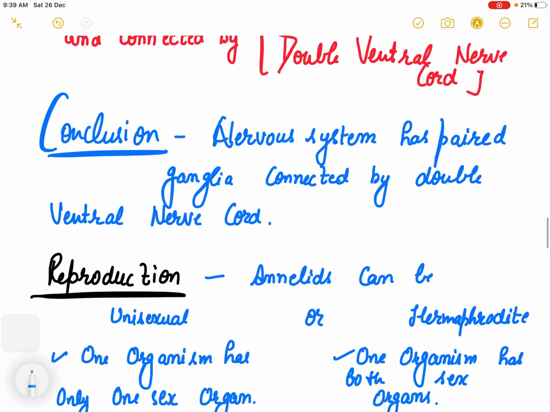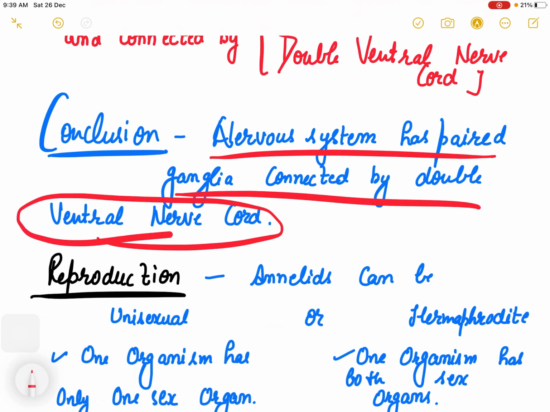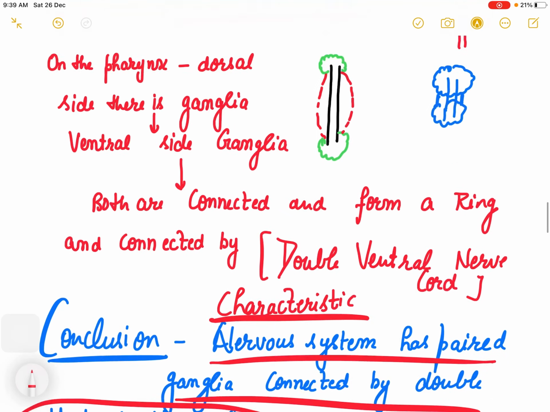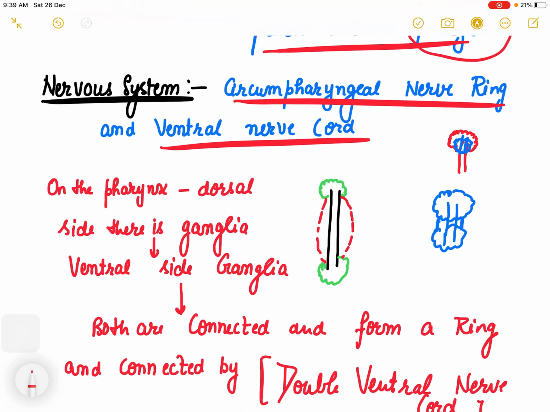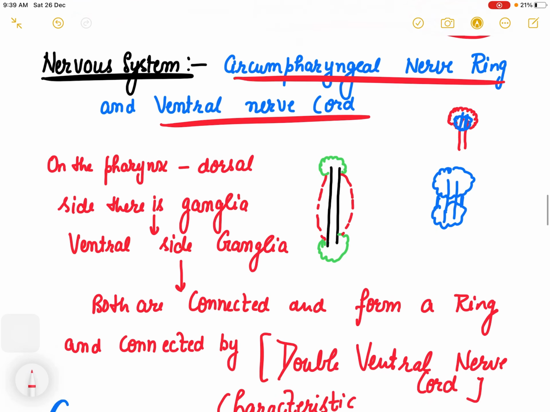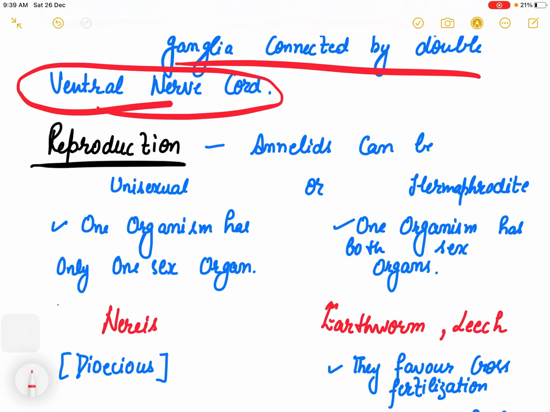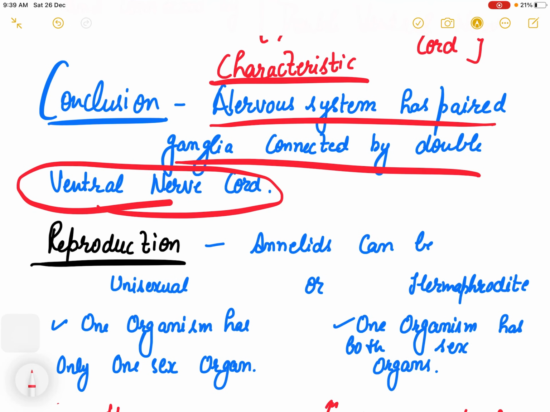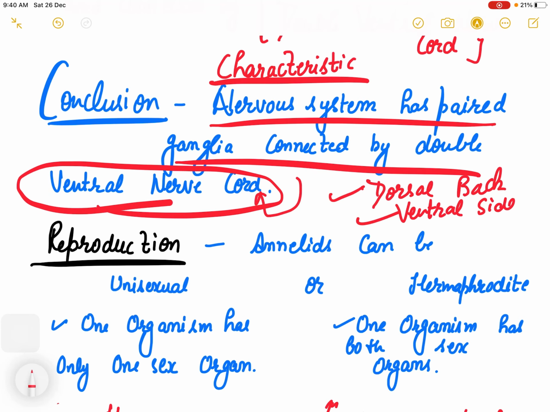So a pair of ganglia connected by a nerve cord is the characteristic feature of this nervous system, right? So what will you find in the nervous system of earthworm? Ganglion pair as well as ventral nerve cord. You know dorsal is our back side, and ventral is our front side. So one ganglion is on the dorsal, one ganglion is on the ventral side, and they are attached with the nerve cord.